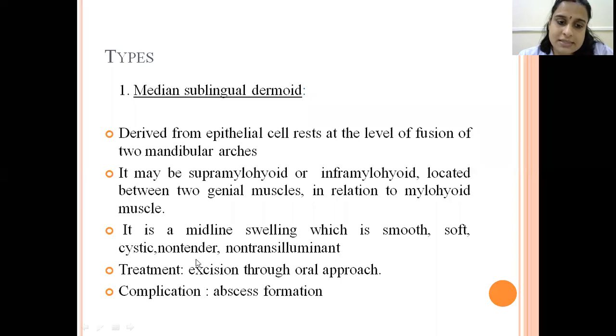Now, how do you treat this? Again, excision through an oral approach. An incision is given on the floor of the mouth over the swelling, and the cyst is excised in toto. What are the complications? There can be abscess formation in a sublingual dermoid.